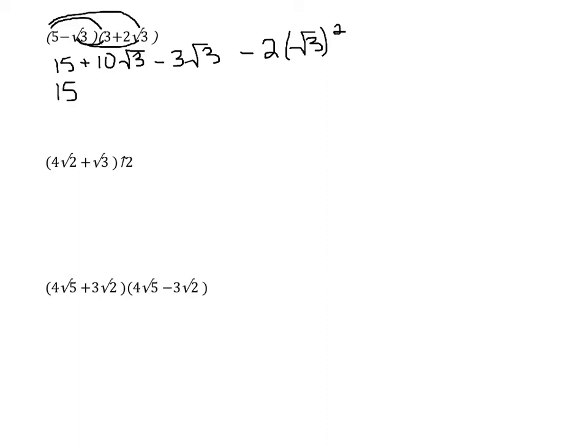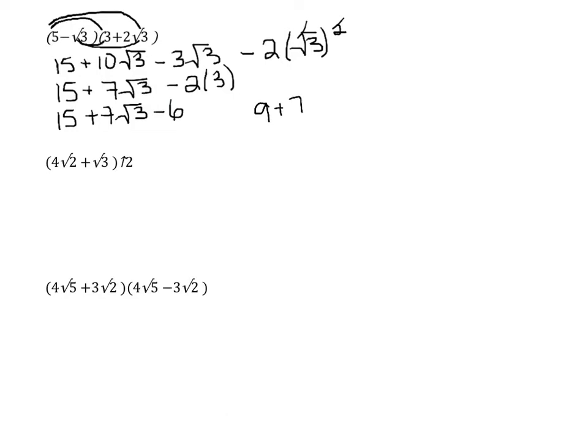We get 15. The next term is 7 square root of 3. But this last term, remember, the square root of a number squared, the square root and the exponent cancel each other out. So we end up getting minus 2 times 3, which is 6. And then we need to combine our like terms. So 15 minus 6 is 9. So the solution here is 9 plus 7 times the square root of 3.